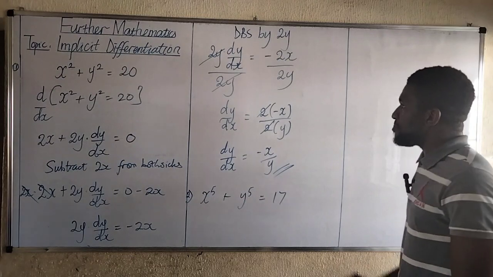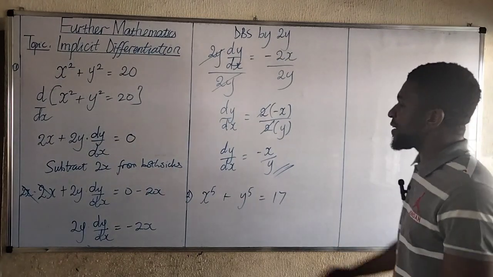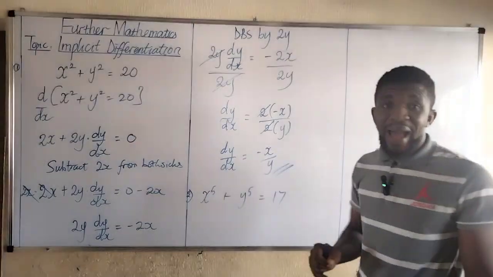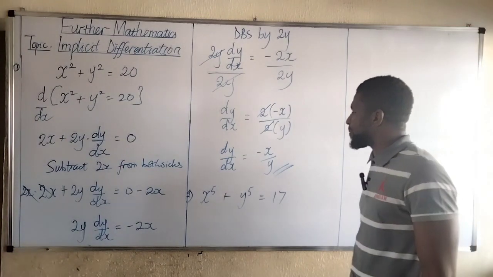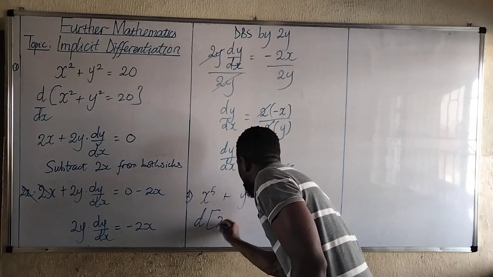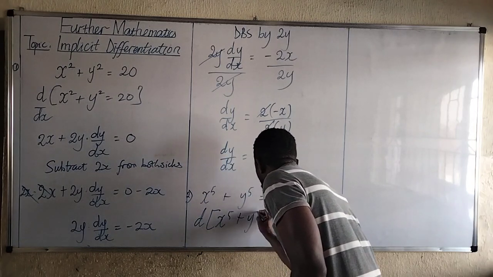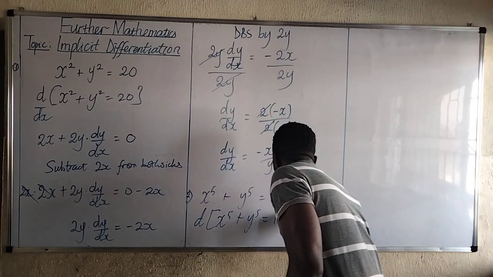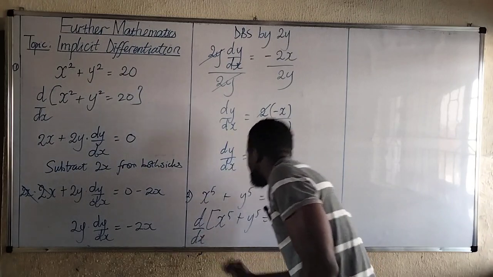What are we going to do? Remember that if we differentiate a term in y, we add the dy dx to it. So differentiating all, we have d of everything here, x raised to the power 5 plus y raised to the power 5 all equal to 17 with respect to x.